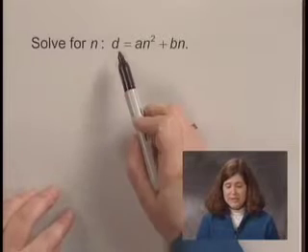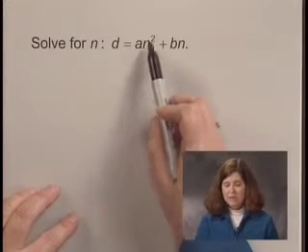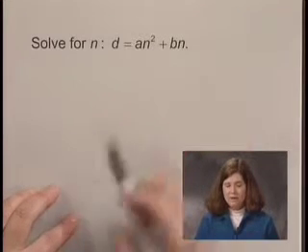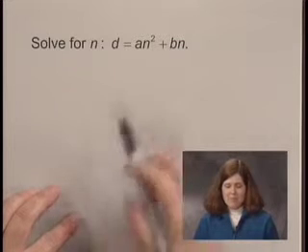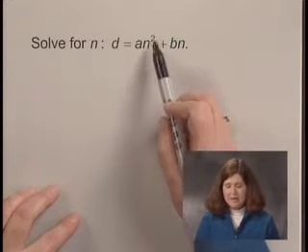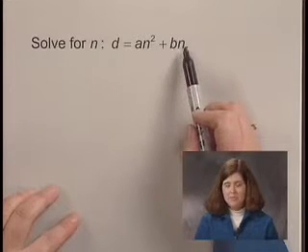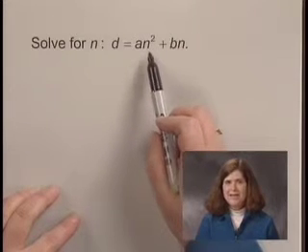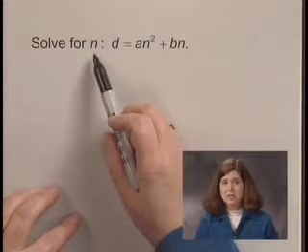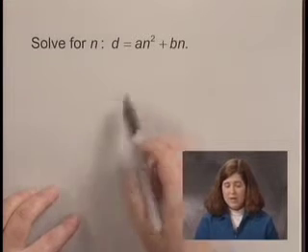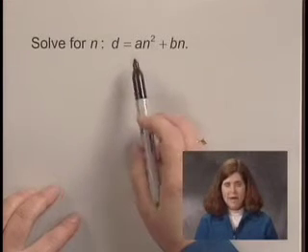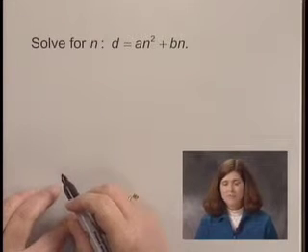In this problem, we solve a formula for a letter. We solve d equals a n squared plus b n for n. Because n is present in a n squared and in b n, we say that it is quadratic in n, and that's the variable we're looking for. So we're going to have to solve this for n using the quadratic formula.